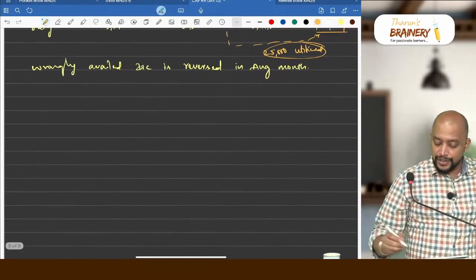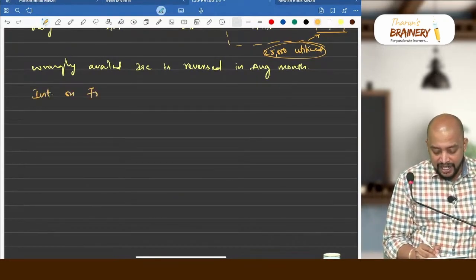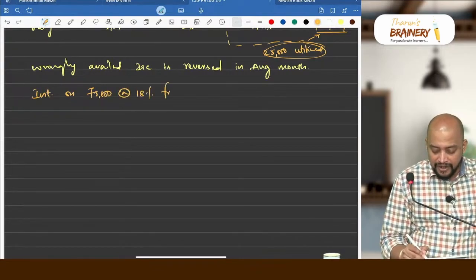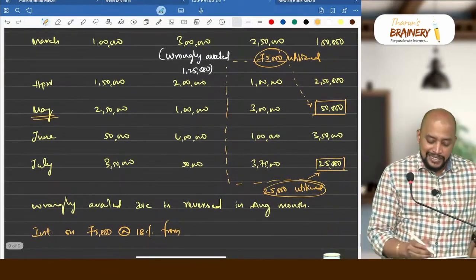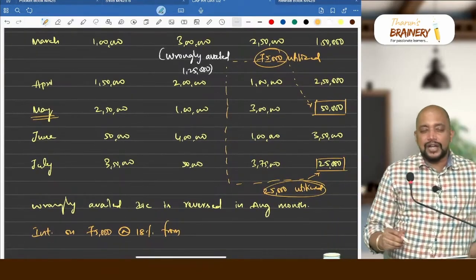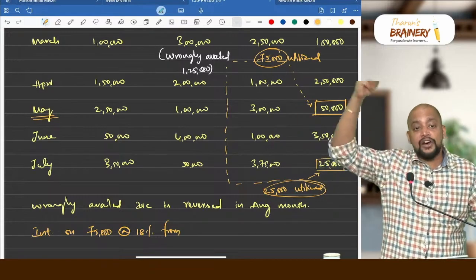So first interest computation, interest on what? 75,000. At what rate? 18%. From which date to which date? So what is the month in which we have utilized? May month. May month we have utilized, means for May month when we will file 3B, 20th of June.